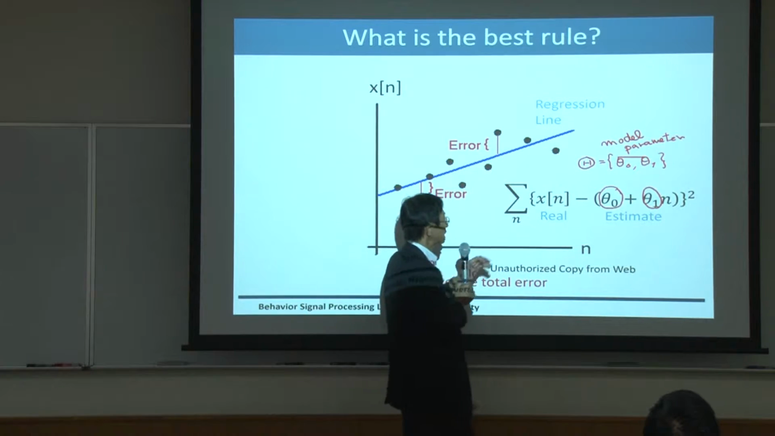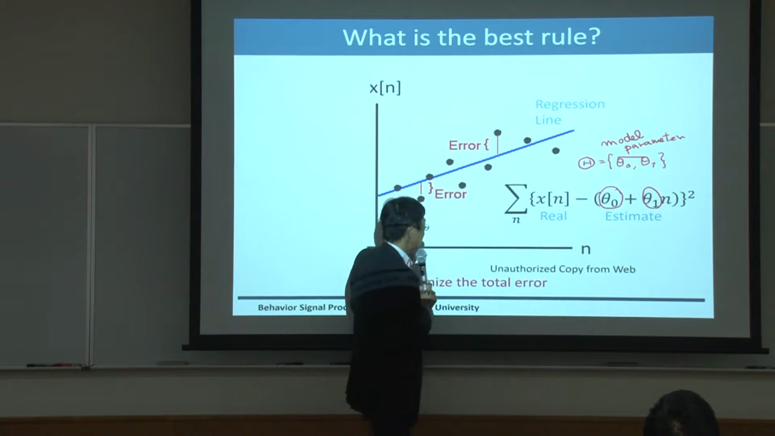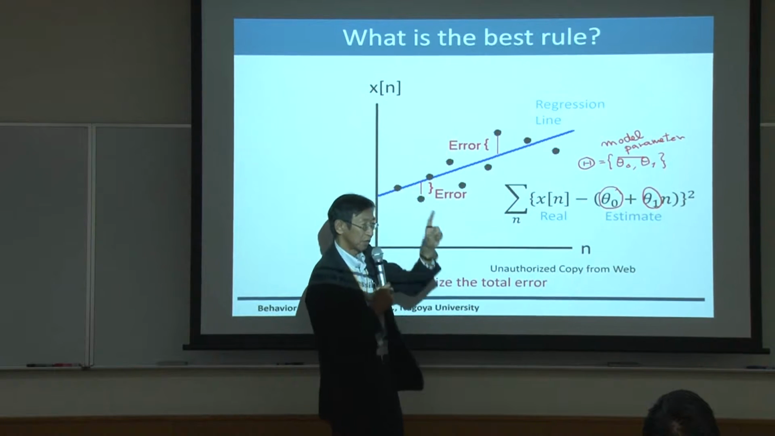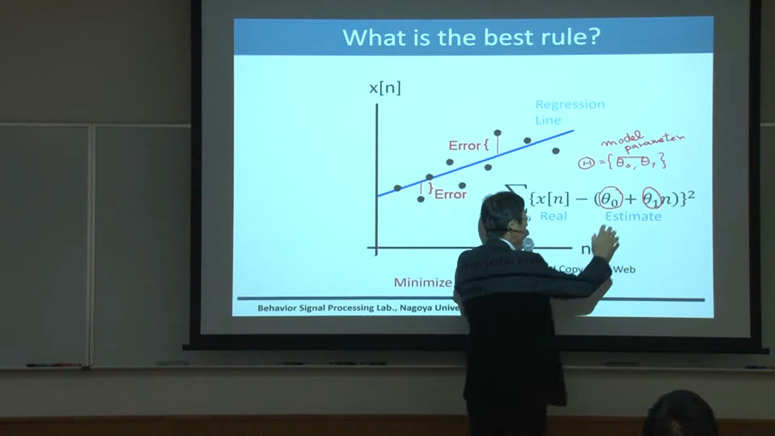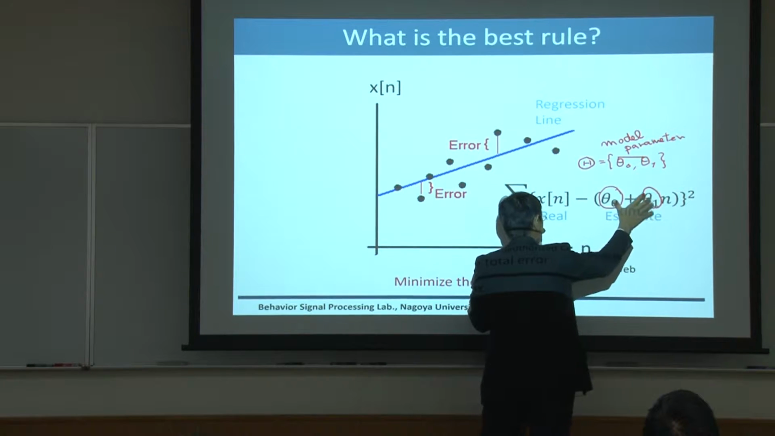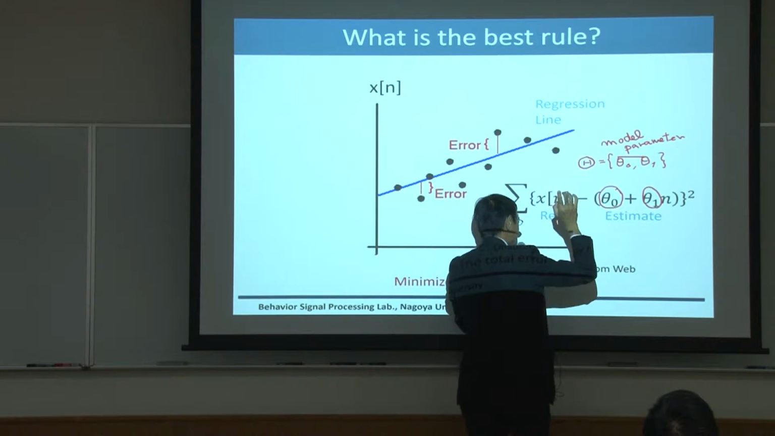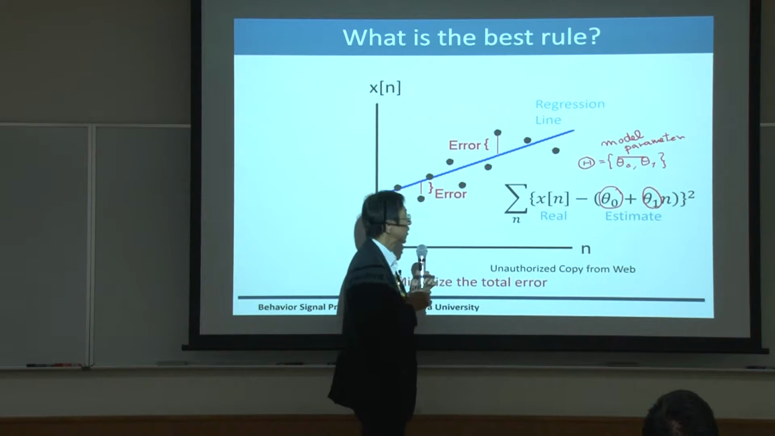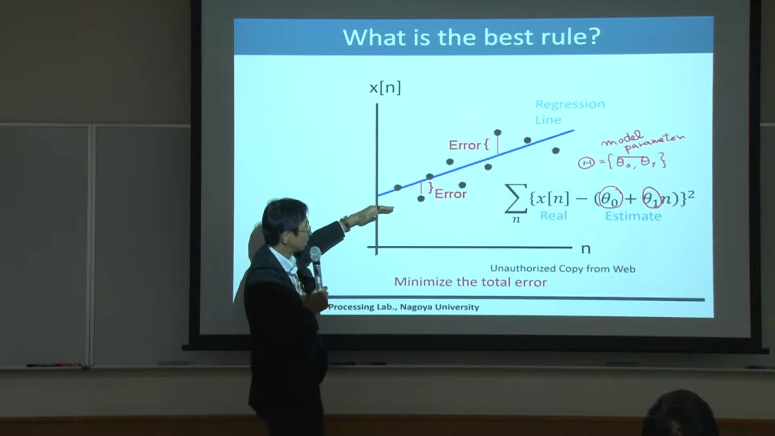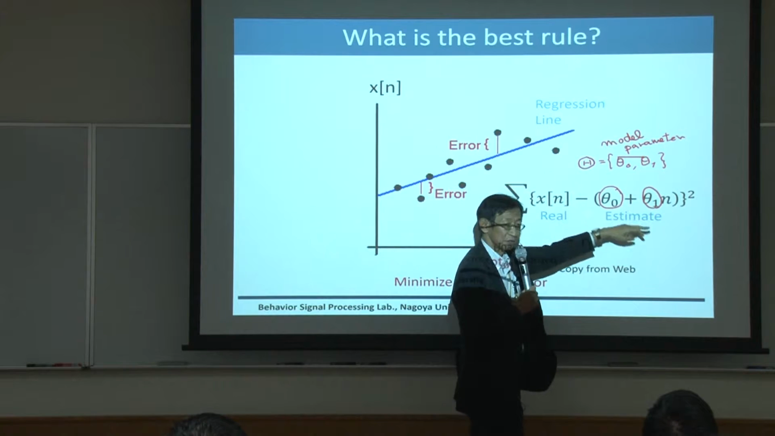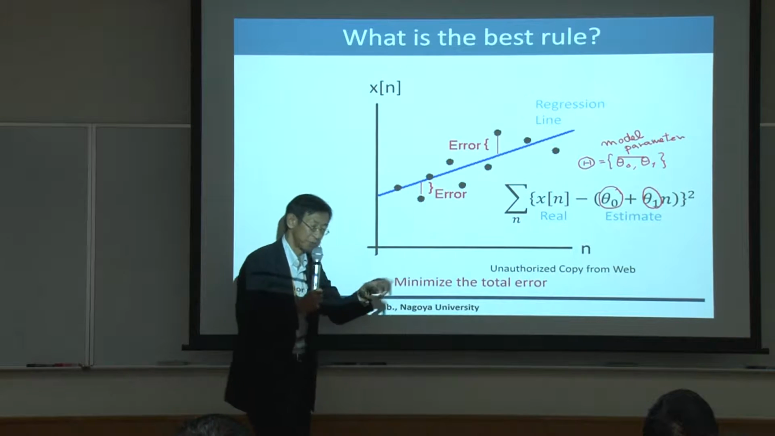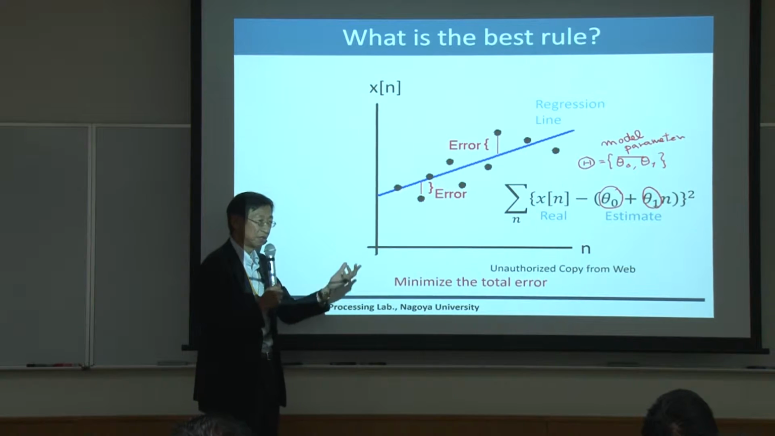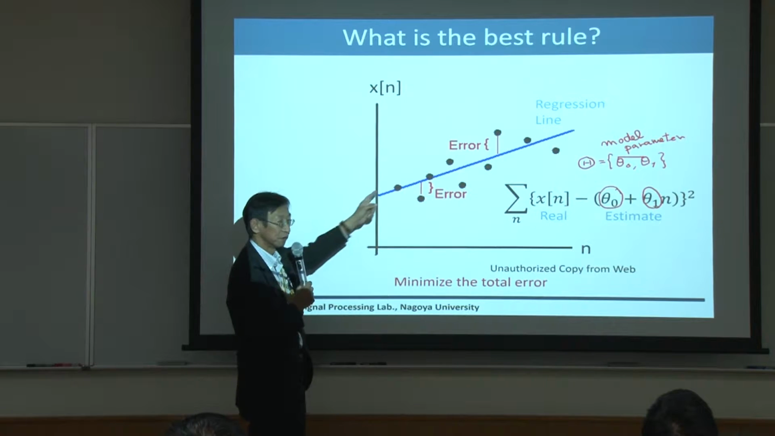There are two aspects. One is to hypothesize that this n and xn are linearly proportional. That is the first idea. And the second idea is, once it is written by this, how do we find the best theta 0 and theta 1? That is the second problem. Model, hypothesize, and estimate the model parameters. Those two things should be done for solving the regression problem. In other words, obtaining the mathematical rule for representing the data distribution.